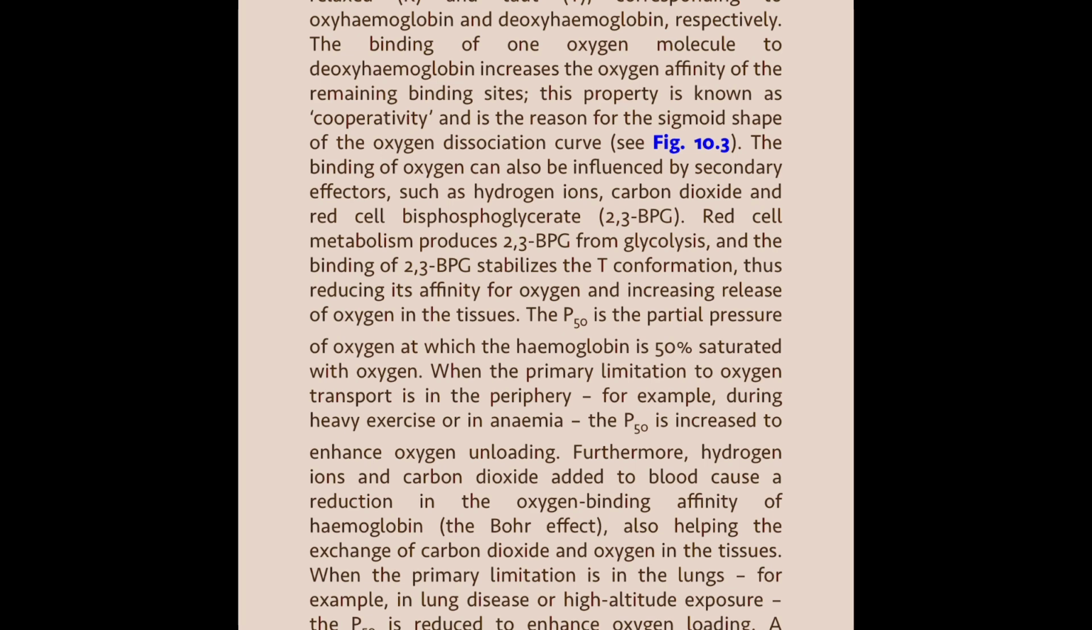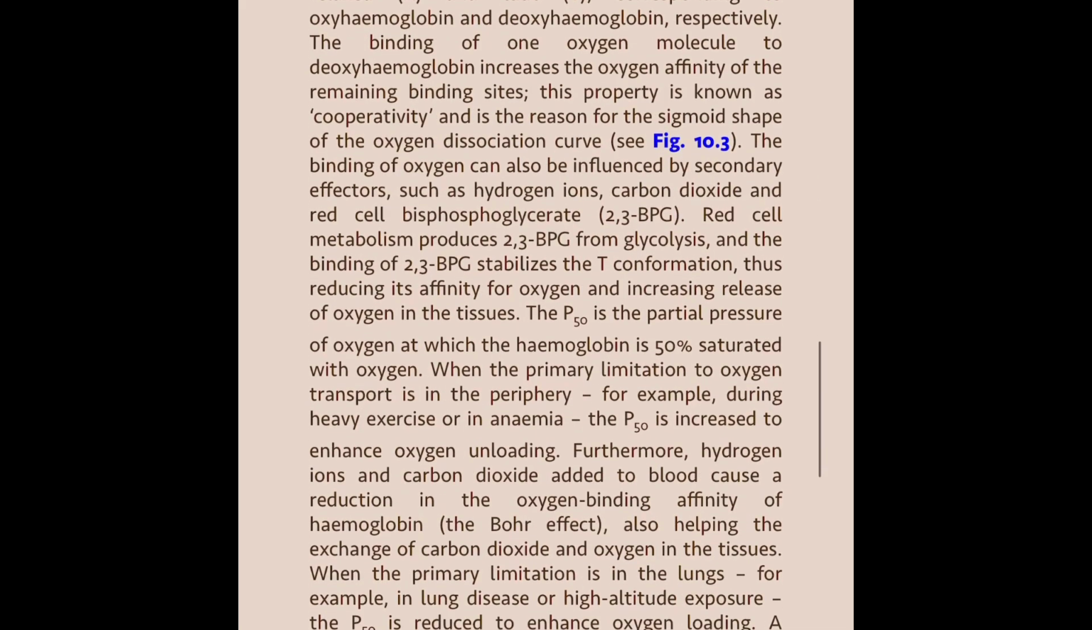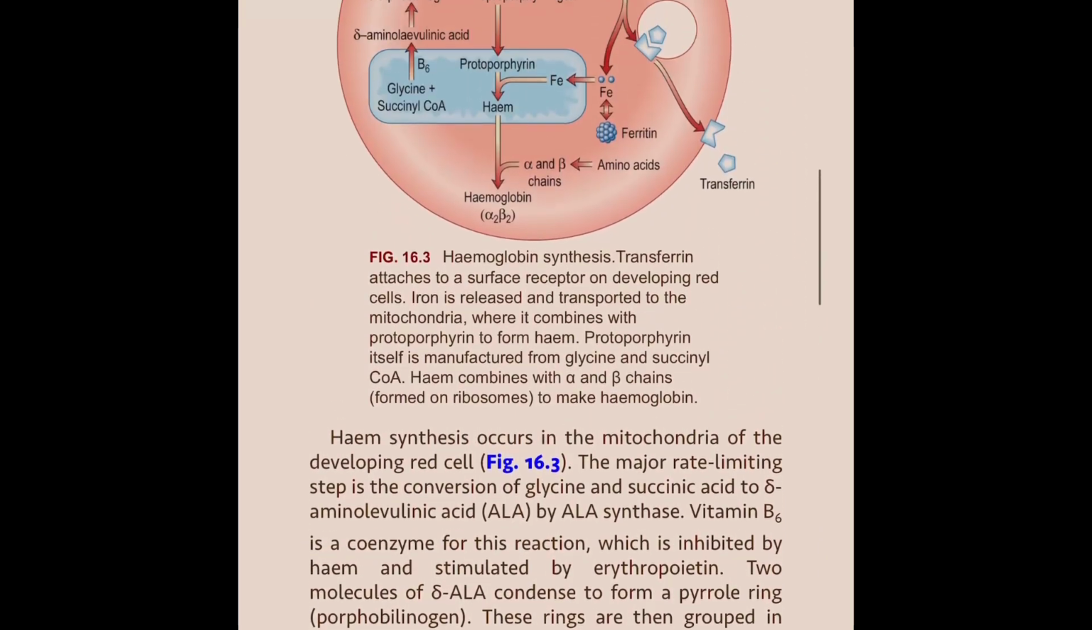The binding of one oxygen molecule to the deoxyhemoglobin increases the oxygen affinity of the remaining binding sites. This property is known as cooperativity and is the reason for the sigmoid shape of the oxygen dissociation curve, figure 10.3.